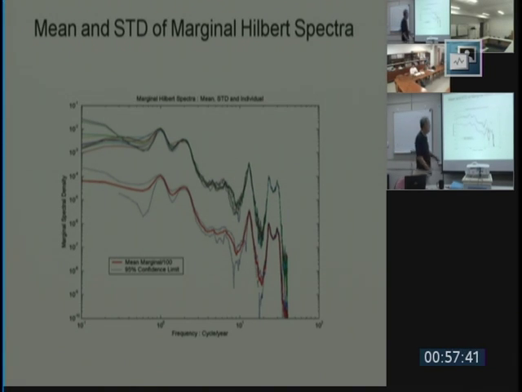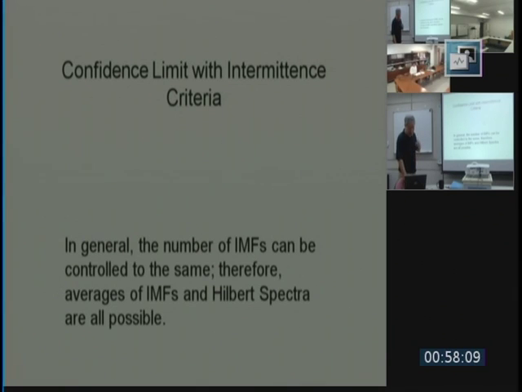And this is the 10 different cases. This is the average. This is one standard deviation. This is the 95 percent confidence limit. This is 2 standard deviations away from that. So near the peak, the values are very reliable, even if we have all the fragmented mode mixing. All right. So how about with intermittency?